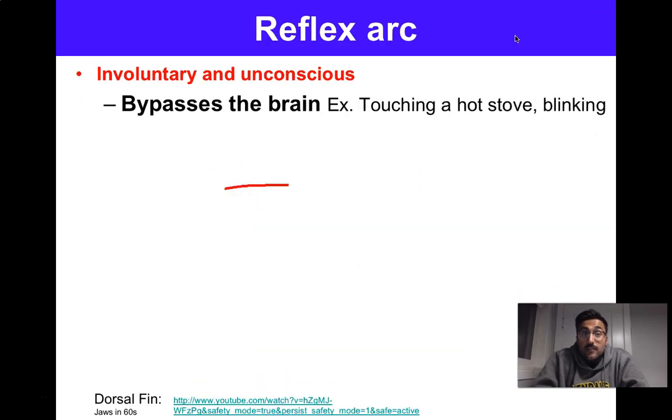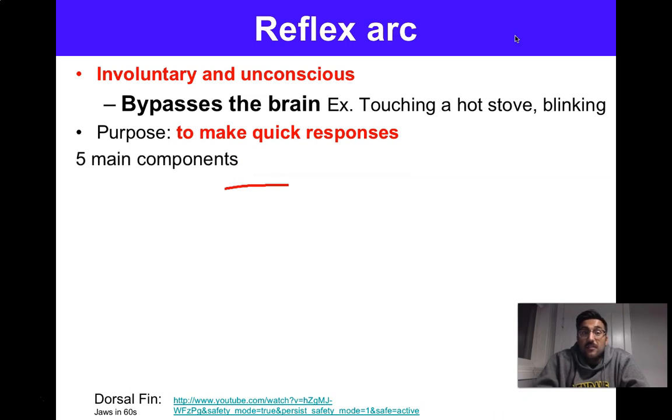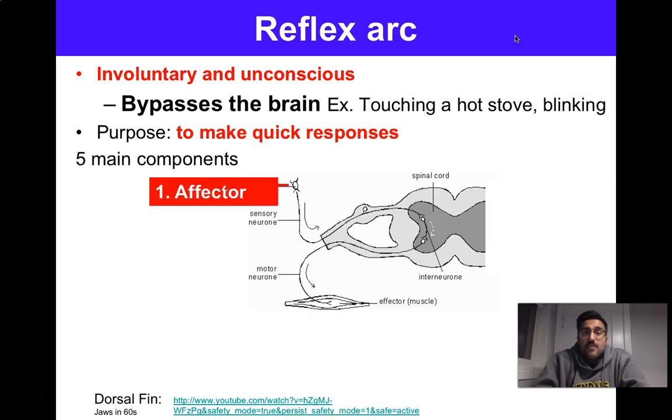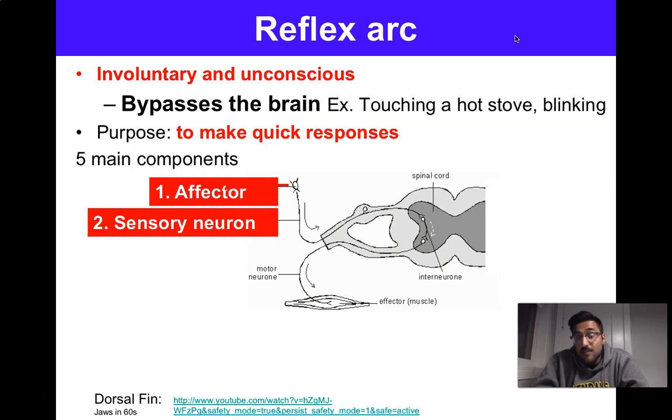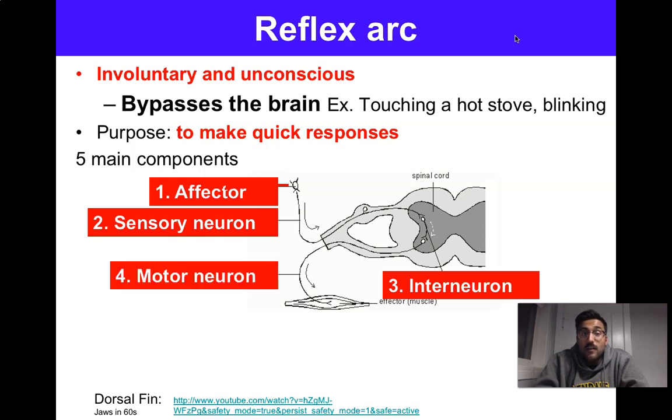A reflex arc is involuntary and unconscious. If you touch a hot stove, you pull away. You don't have to think about blinking. You blink automatically when your eyes get dry. You can consciously blink, but it's got nothing to do with why you blink naturally because it's all involuntary. And the whole point of a reflex arc is to be fast. So it's got five major components: the affector, the sensor, the sensory neuron, which transmits that information through a neuron, an interneuron, typically in the spinal cord, and then a motor neuron, which attaches to an effector.